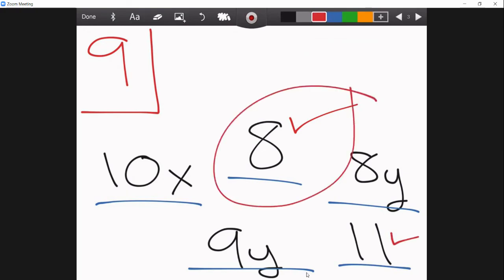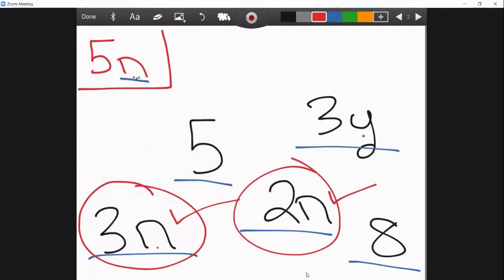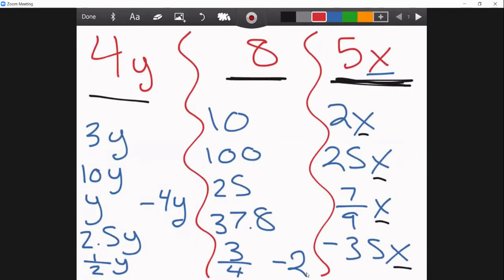So 8 and 11 are both like terms because they are alike to 9. They're in the same categories. When you think about this, think about them being in the same categories. So all the numbers without variables go together. All the y's go together. All the x's go together. If we have e's, all the e's go together. All the n's go together.